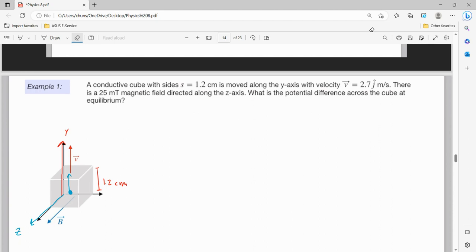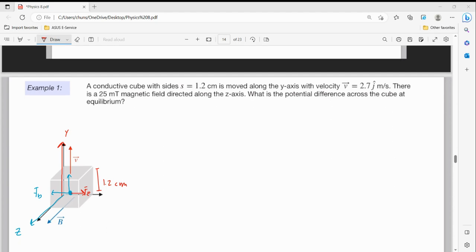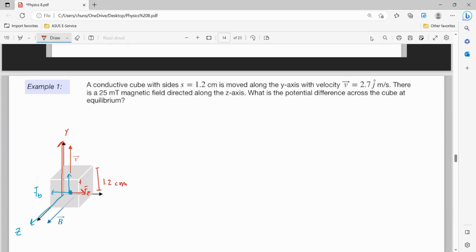So this represents our magnetic force, and that means we have our electric force pointing in the opposite direction, where this is positive and this is negative. We want to find the potential difference between these two plates in this case. They're acting as parallel plates. So we're going to use F_B is equal to F_E.